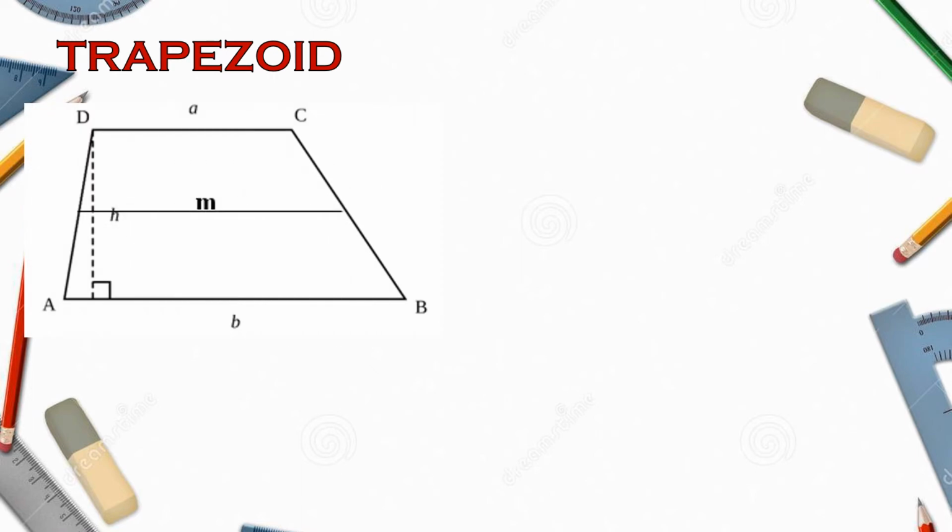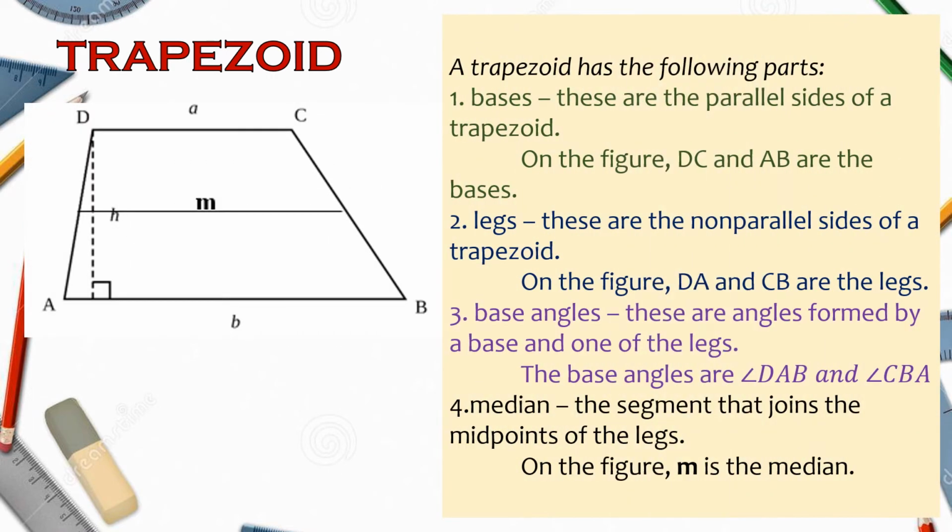Let us now proceed to our discussion about trapezoid. A trapezoid has the following parts. First one, the bases. These are the parallel sides of a trapezoid. As you can see on the figure, DC and AB are the parallel sides, so they are the bases. For the legs, these are the non-parallel sides of a trapezoid. So, siya yung nasa sides. So, on the figure, DA and CB are the legs.